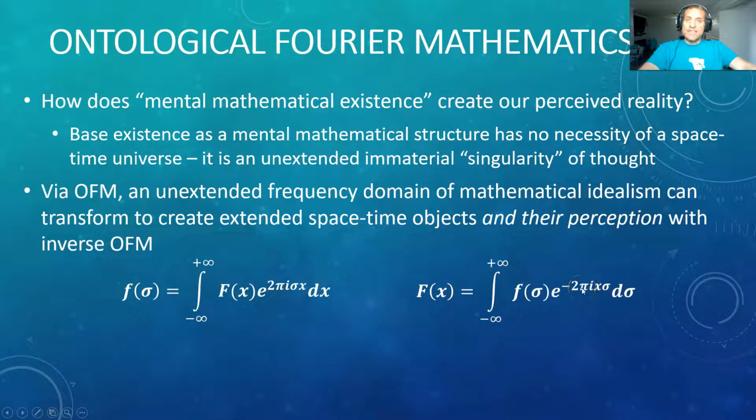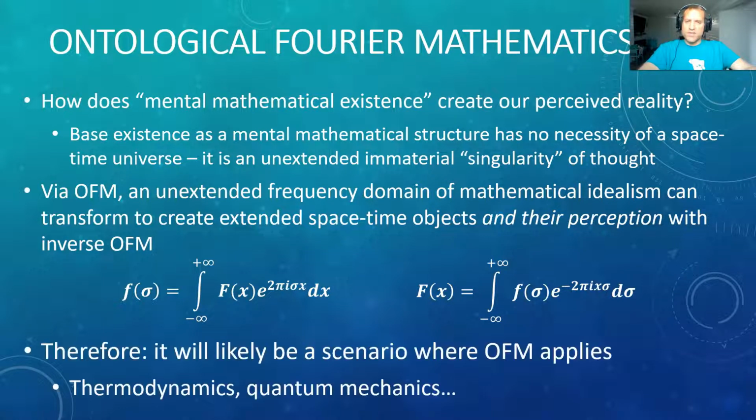That's how you connect a dimensionless singularity of frequency, a frequency domain, to an extended space-time domain. So that solves Descartes' problem of unextended substance and extended substance. How do you connect an unextended substance to the perception of extension? Well, you do that through the Fourier transform. It's quite simple, quite easy. Now, to demonstrate that, how wonderful, right? Therefore, it will likely be a scenario where ontological Fourier mathematics applies.